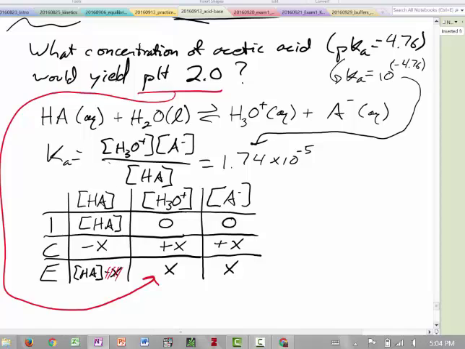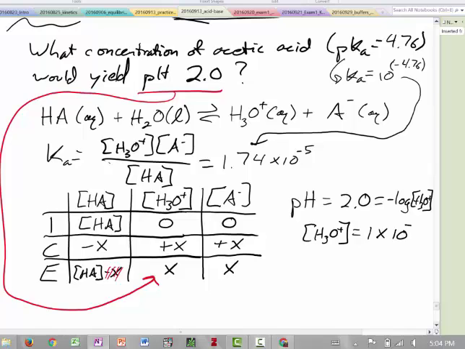So what is my equilibrium concentration? pH equals 2.0 equals negative log of H3O+. Because of what logs do, I should have 1 sig fig, so H3O+ is 1 times 10 to the minus 2. And therefore, X equals 1 times 10 to the minus 2. Okay, now I've got something.